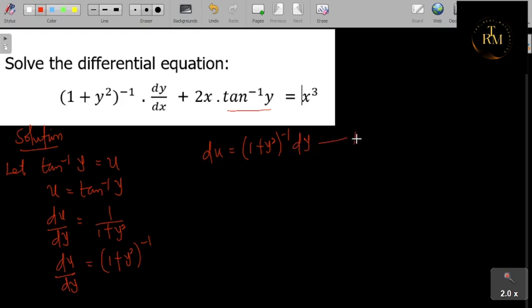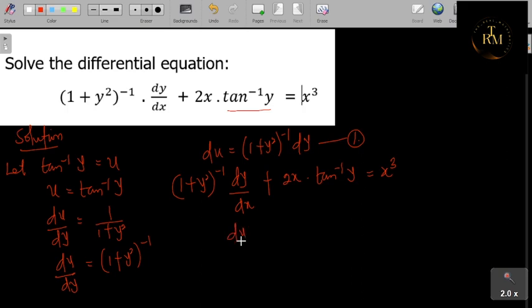So I'll call what I have equation 1. The next thing I will do now is to substitute (1 + y²)^(-1) dy into the original equation. I'll write this equation so you see it very clearly, so that this (1 + y²)^(-1) dy becomes du. So all the thing at the top will become du. So I'll just have here du/dx + 2x, and tan inverse of y, remember we made it u from the beginning. We have a u here, equals x³. So I'm going to call this equation 2.